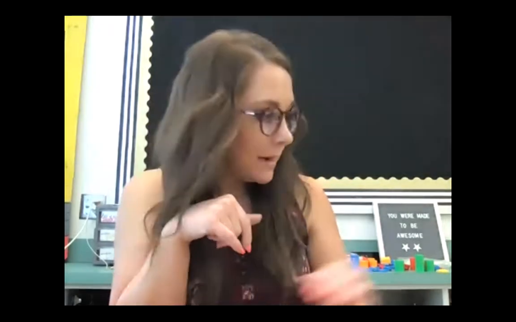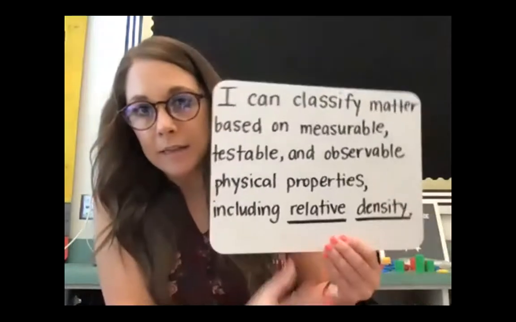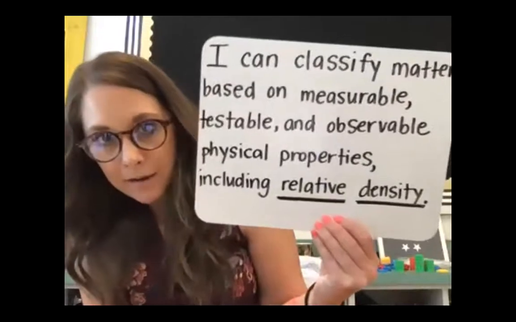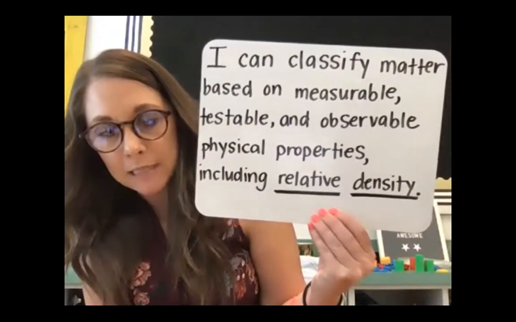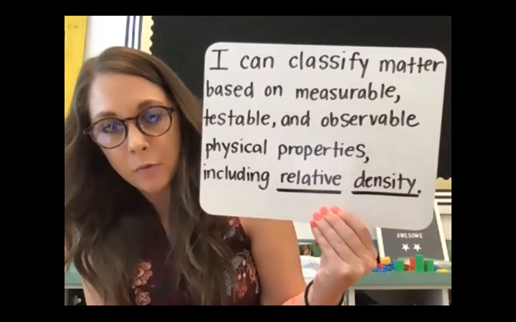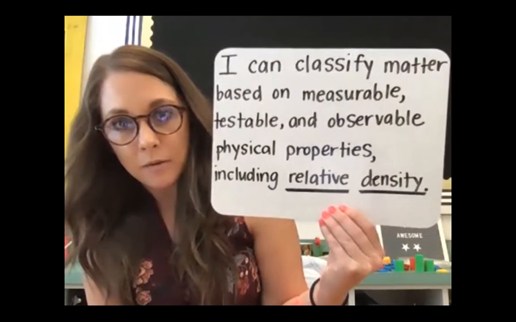Today, we're going to be talking about a second physical property, and this one is called relative density. So I will explain what that is in just a minute. Right now, I want to read your target to you that says, I can classify matter based on measurable, testable, and observable physical properties, including relative density.